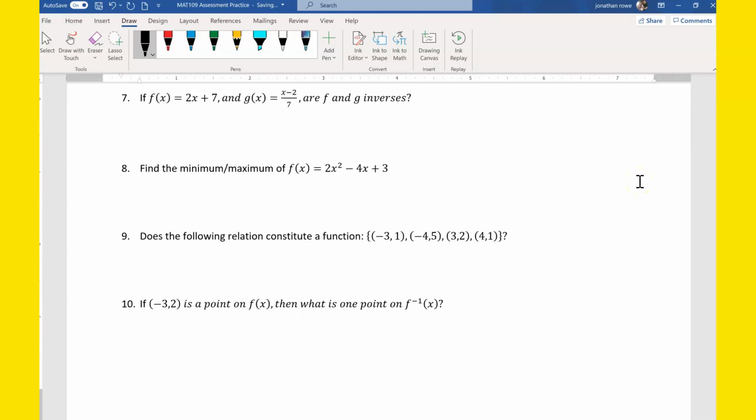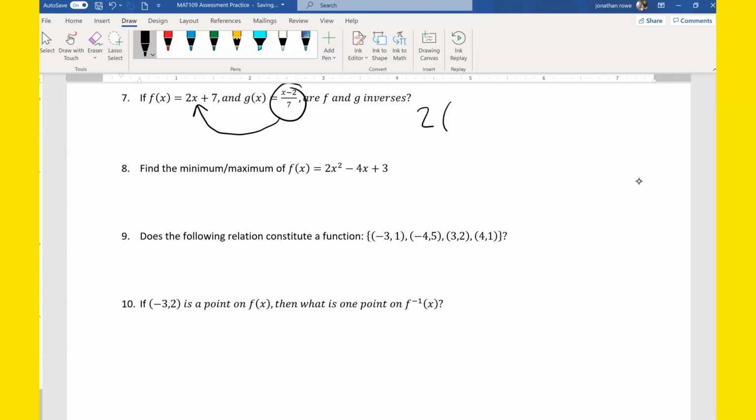I'm given 2 functions and I'm asked if they are inverses. Probably the most common way to approach this is to take one function and plug it into the other. Doesn't matter which way you go. I guess I'll take this one and plug it in here. You could have taken the 2x plus 7 and plugged it into the x on the g of x.